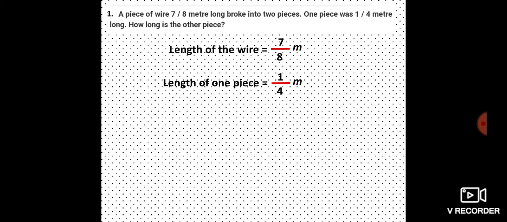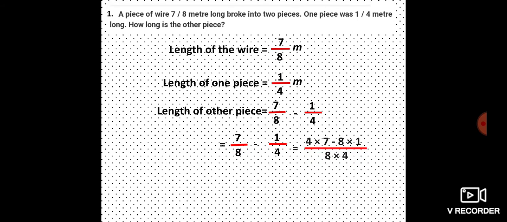We subtract 1 by 4 from 7 by 8. So, the length of the other piece equal to 7 by 8 minus 1 by 4. This is subtraction of unlike fractions. So, we cross multiply 4 with 7 and 8 with 1. That is 4 into 7 minus, here it is subtraction, so we use minus, 8 into 1, divided by 8 into 4.